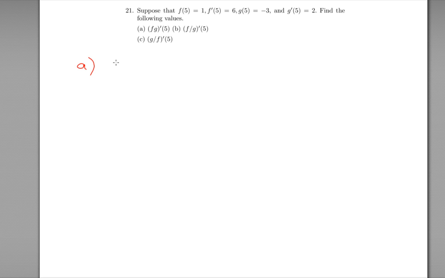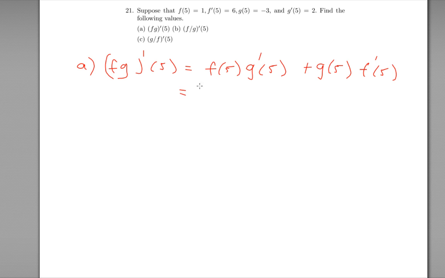So fg prime at 5 by the product rule is f at 5 times g prime at 5 plus g at 5, so leave the other one alone, times f prime at 5. f at 5 is 1. g prime at 5 is 2, so 1 times 2, plus g at 5 is negative 3, times f prime at 5 is 6. So this becomes 2 plus negative 18, so this becomes negative 16. So I've done everything correct.